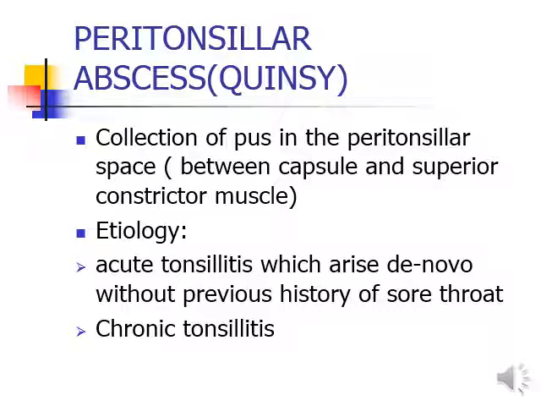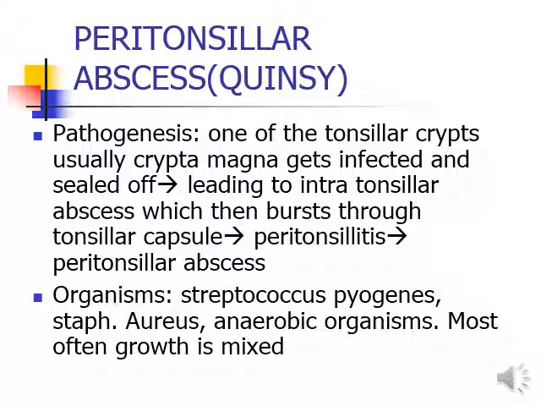For the etiology, it complicates acute tonsillitis, which arises de novo without previous history of sore throat, or on top of chronic tonsillitis. For the pathogenesis, one of the tonsillar crypts, usually the crypta magna, which is the largest crypt in the medial surface of the tonsil, gets infected and sealed off, leading to the formation of an intratonsillar abscess, which later on bursts through the tonsillar capsule, leading to peritonsillitis, followed by accumulation of pus in that potential space, forming the peritonsillar abscess.